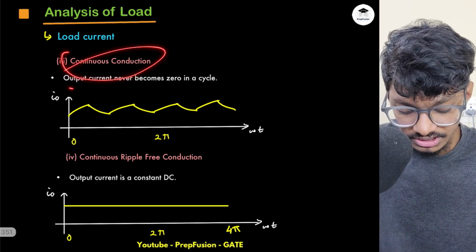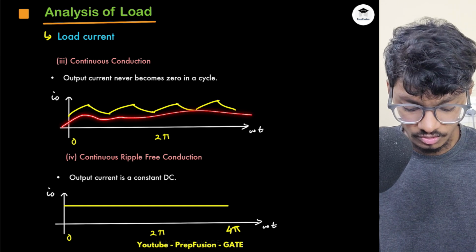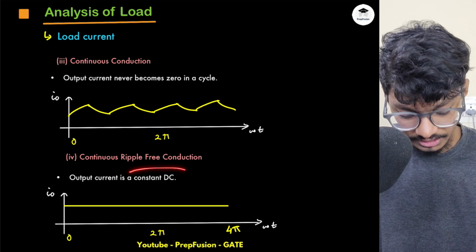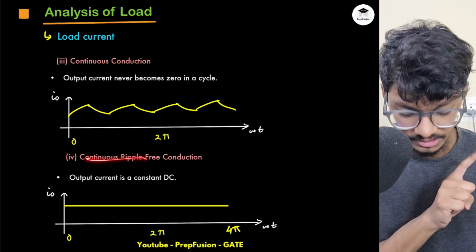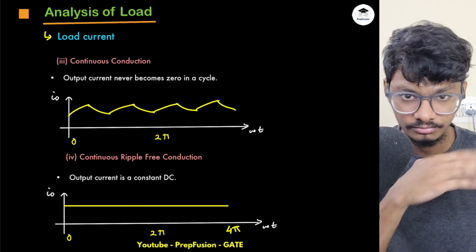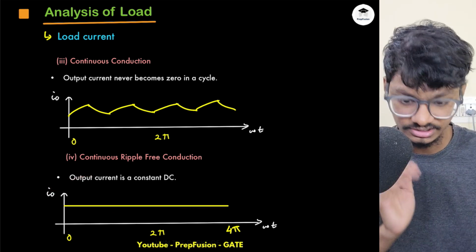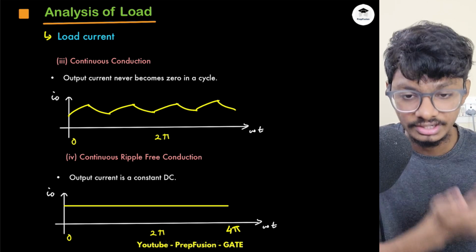Next, continuous conduction means current never becomes zero in a cycle. It is always some value. Then continuous ripple free conduction means output current is constant. Ripple free means there are no ripples. This is rippling, right? From a certain range there will be no ripples. That's why this will always be constant DC. That is what continuity of current or continuous conduction means.